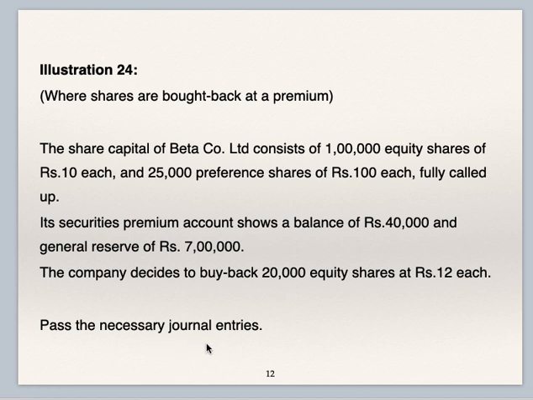Pass necessary journal entries. Out of 1 lakh equity shares, company decided to buy back 20,000 shares at 12. Face value is 10. So company is paying 2 rupees extra to shareholders. So that means company is buying back shares at premium.